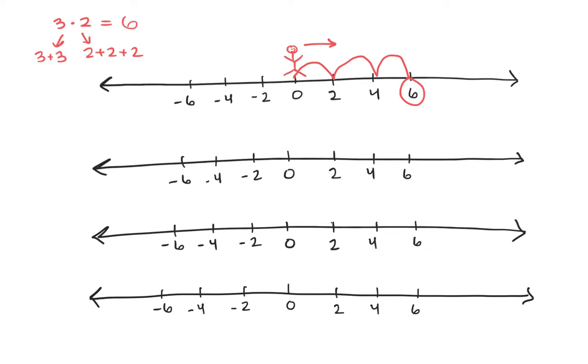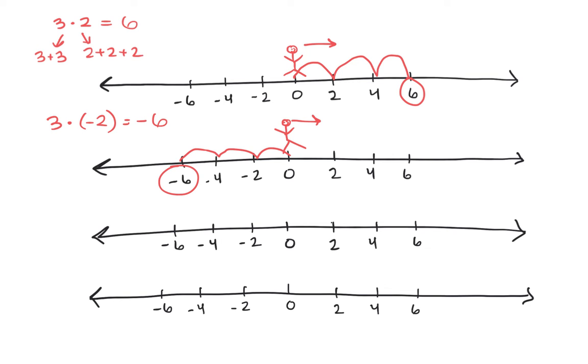So if we thought about this as 3 times negative 2, well, we'd still have our little man here. And he is going to be facing this direction, all right, because he's facing the positive direction. But this time, he's moving groups of -2, okay? So this would mean he's taking steps in the other direction. And notice there, he ends up at -6.